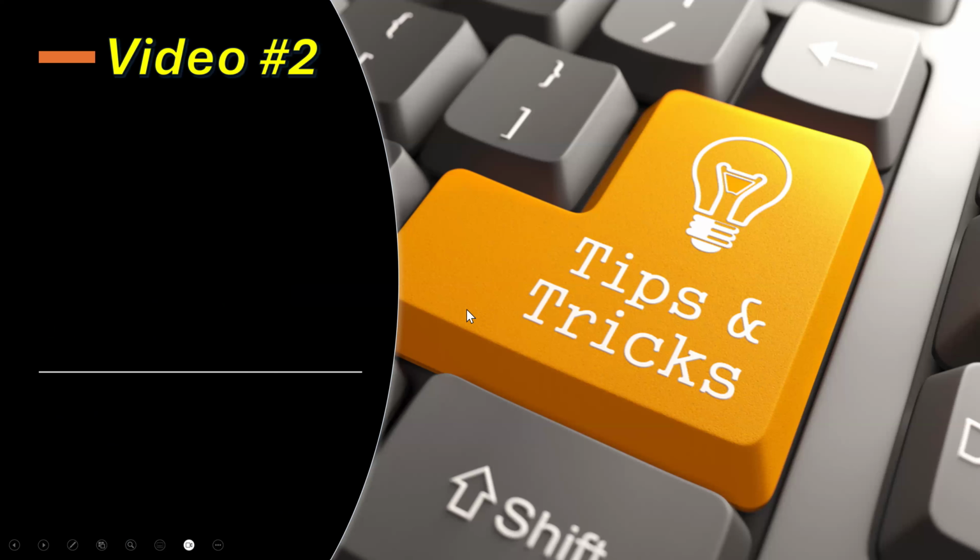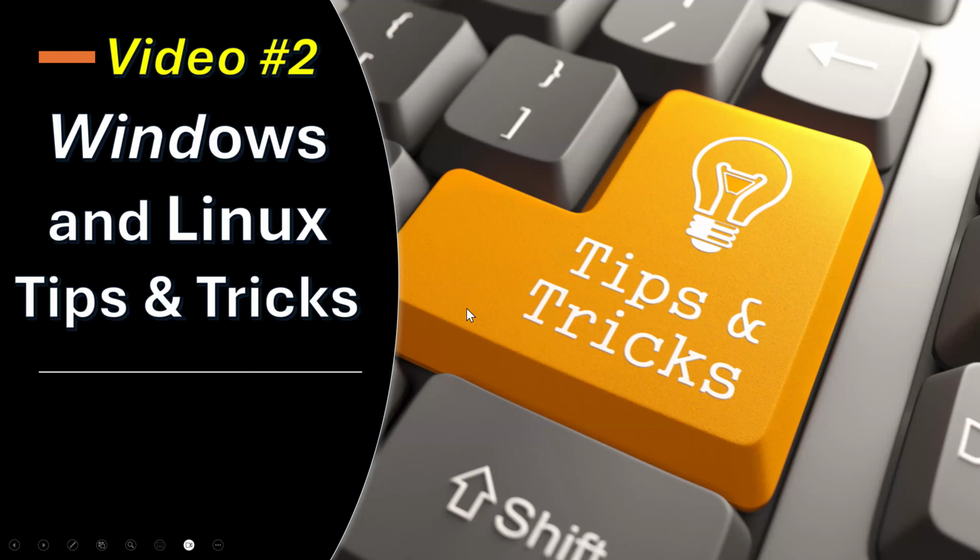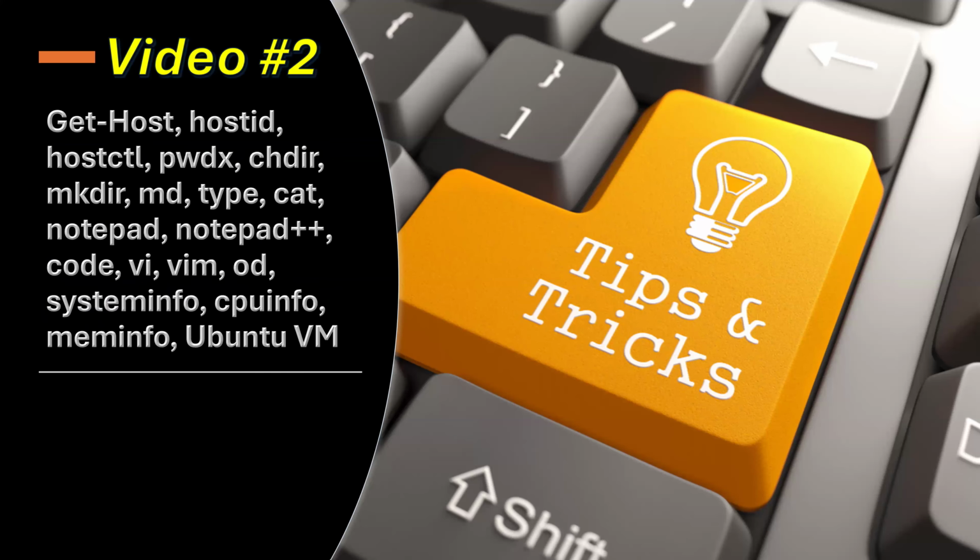Last time we talked about video number 2, Windows and Linux tips and tricks. In this one, I'm just going to give a quick summary to recap what we covered on video number 2. It was hostname, hostid, hostnamectl, pwdx. Like I mentioned, this one uses the proc file system, print working directory of executable. For a process, you can just get the directory where it was started.